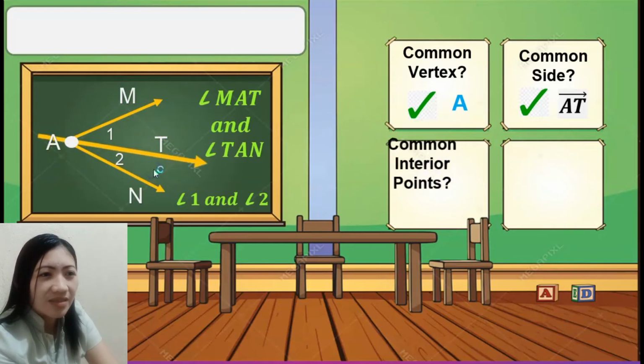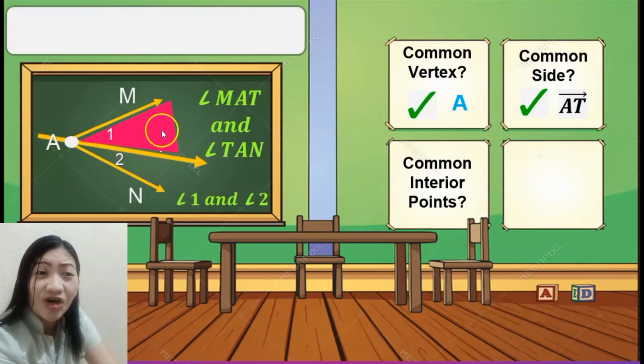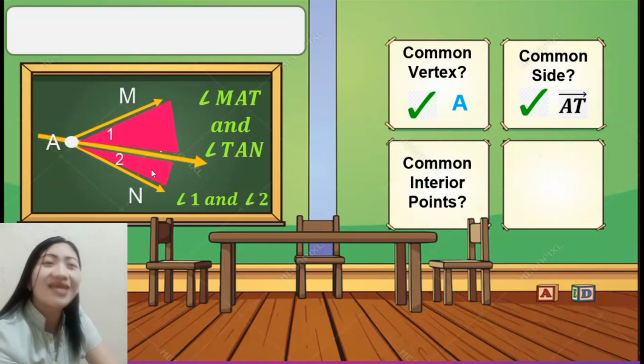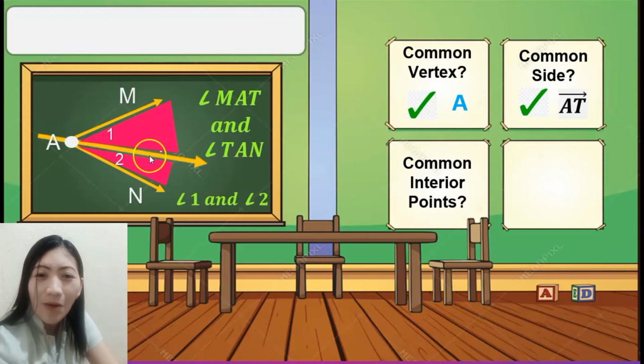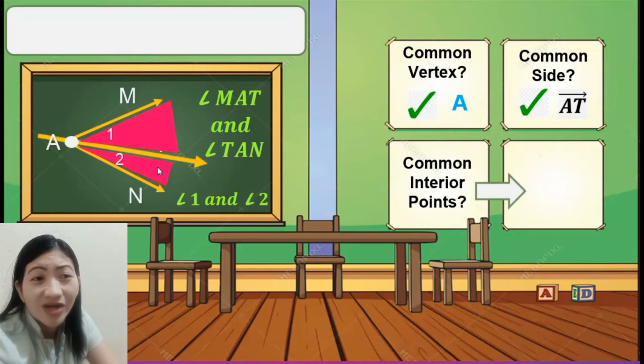How about the common interior points? Ano ba pag sinabi natin common interior points? So for example, si angle MAP, nasaan ba yung common interior points niya? Andito yon sa loob ng angle na to. And how about angle TAN? So lahat ng mga points inside this angle, ito yung tinatawag natin common interior points. Ang question is, meron ba silang common interior points? So common interior, may parehas ba? So the answer is none.